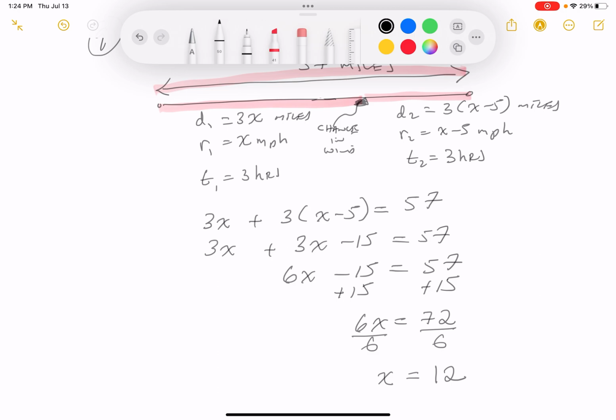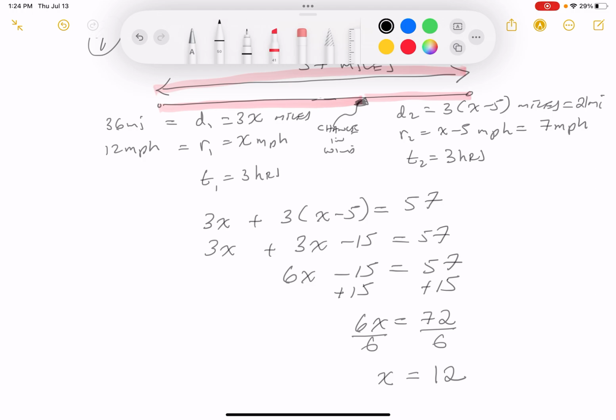And I'll write this over here. It means that this is 12 miles per hour. And what's this over here? This would be 7 miles per hour. What's the distance on the first part of the trip? 36 miles. And what's the second part of the trip? 21 miles. Okay, let's go back and read the question, right?